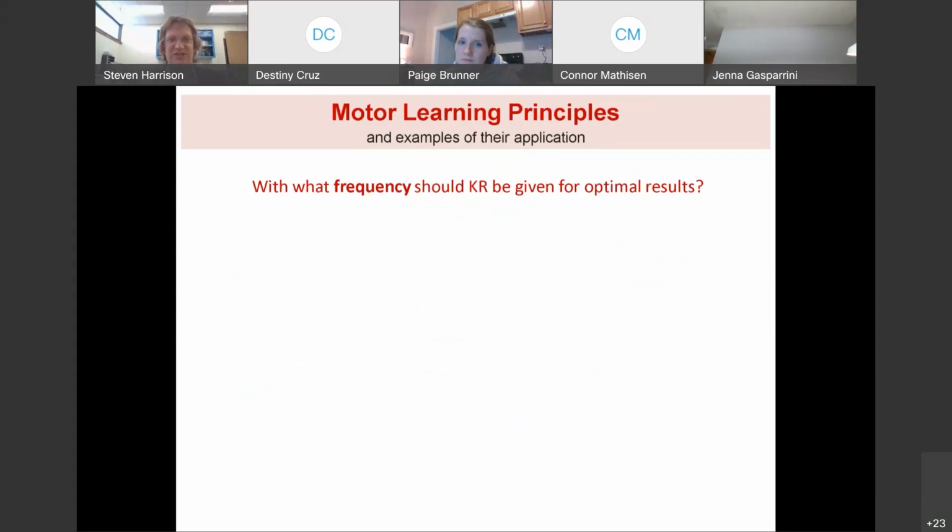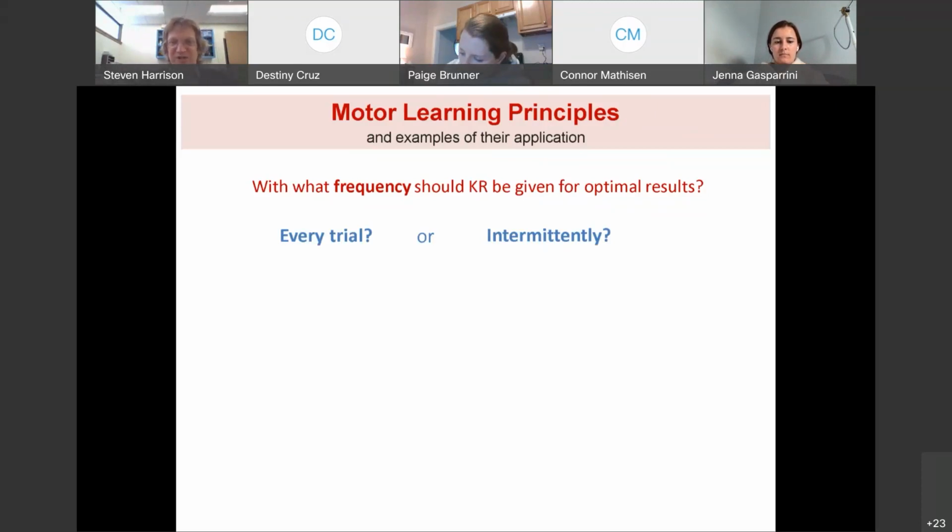The next topic that we're going to look at is what are the consequences of the way in which the knowledge of results should be given to provide optimal results. This particular principle of motor learning has solid, strong findings. Okay, so the basic thing that we're going to be exploring over the next few slides is: do we want to be providing feedback on every trial, or do we want to be providing it intermittently? And if we're providing it intermittently, what particular strategy should we use for providing it intermittently?